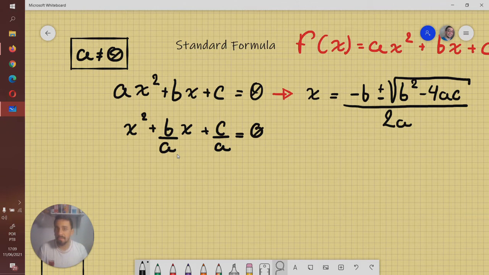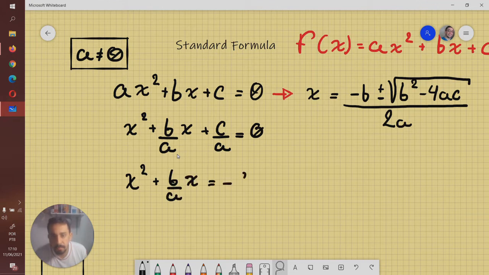So since a was divided on both sides of the equation and I have c over a, we don't have x multiplying in such case. So we're going to start isolating our variable, which is x. I'll get c over a, c divided by a, in the other side of the equation negatively. Take a look. See if you understand. x squared plus b divided by a, x equals negative c over a. Okay?